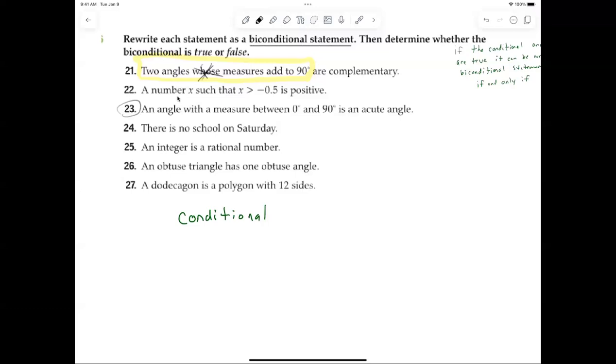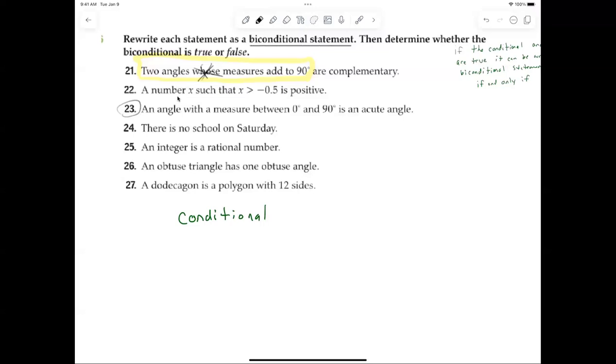Is the biconditional true? Yes, because the converse is true. Do we agree? What was the biconditional? Say it loud. An angle has a measure between 0 and 90, if and only if it is acute. You with me on that? Very good. It just takes practice.